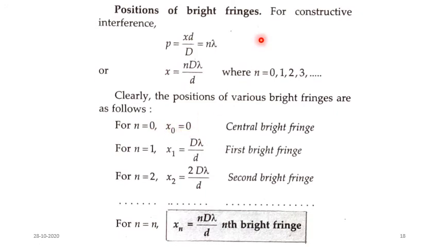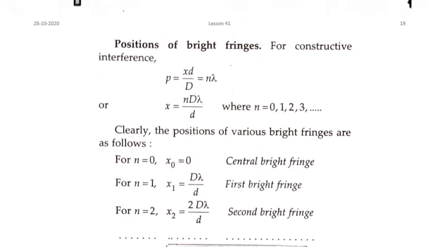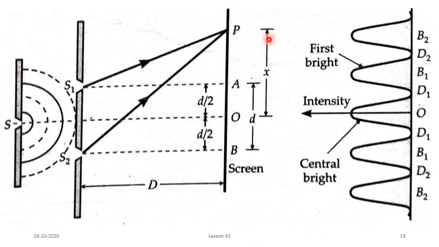If x equals 0, what should you get? Constructive interference, and constructive interference means a bright fringe. So what does x equals 0 mean? This distance being 0 means at the center O, I should get a bright fringe. And this bright fringe is known as the central bright fringe.